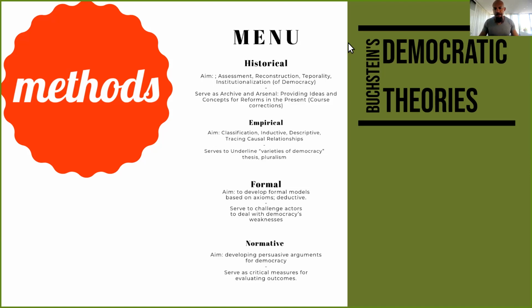So secondly, there are empirical theories, and these aim at classifying democracy or different types of democracy, and they are inductive, so they start with general principles and then move to more specific cases. And they are also descriptive, tracing causal relationships between different modes, events, and currents as they occur. And they're basically there to provide a varieties of democracy approach.